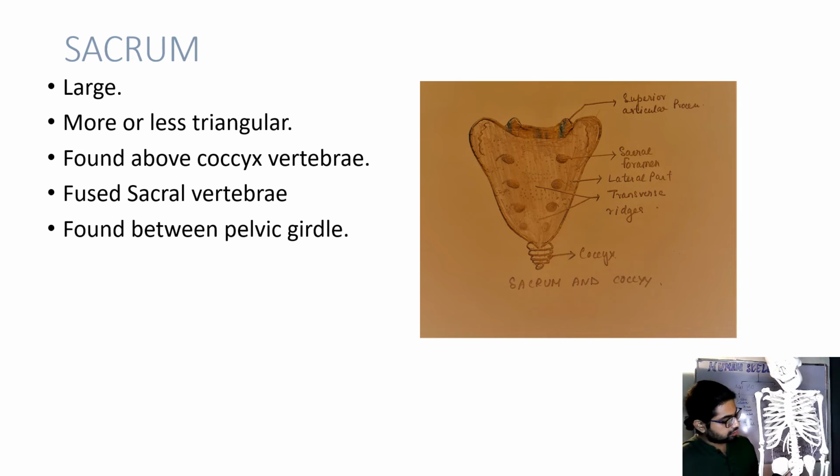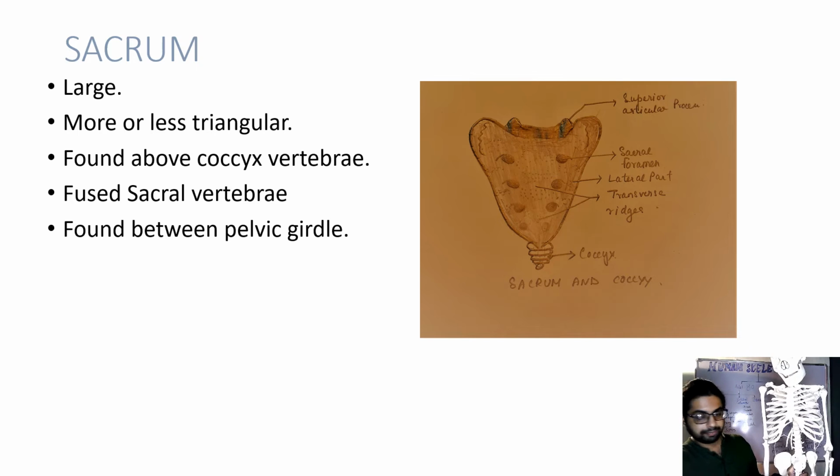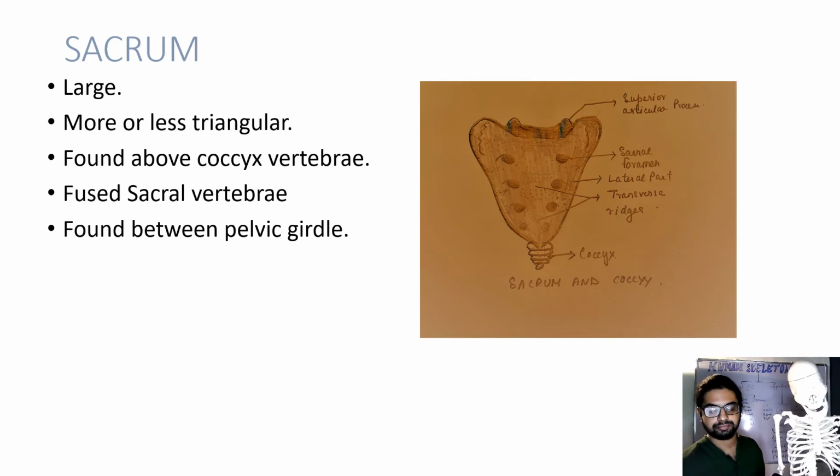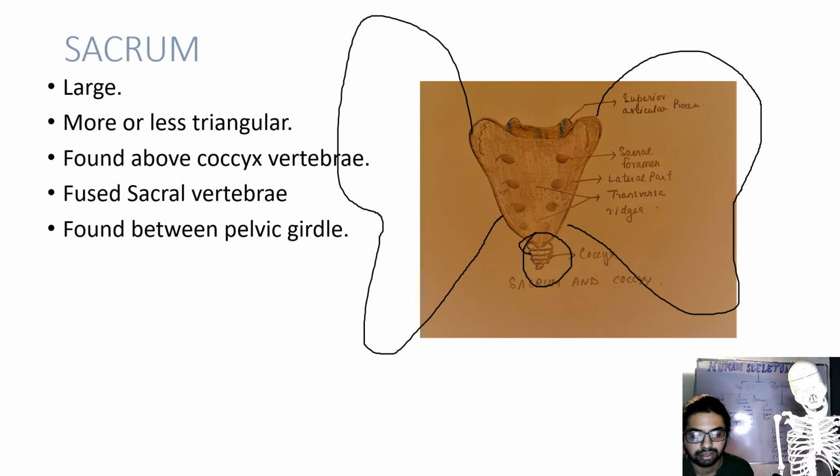And I have already mentioned it is a fused sacral vertebra and found between the pelvic girdle. So between the pelvic girdle we have the sacrum. You see this diagram, this is triangular in shape. These are the coccyx. Above it we have the sacrum and it is actually a fused form of the sacral vertebra. And if this is the pelvic girdle, it is found between the pelvic girdle, hip.